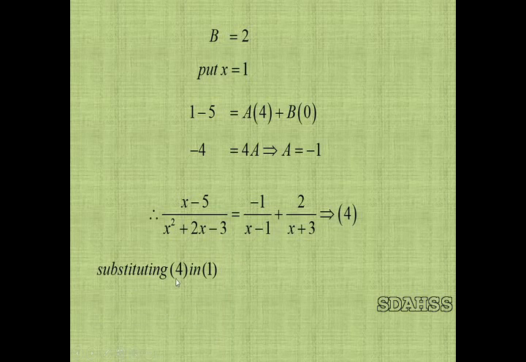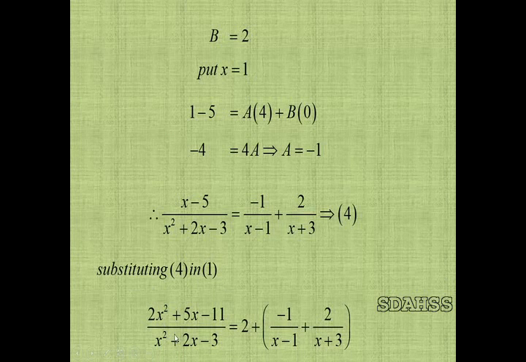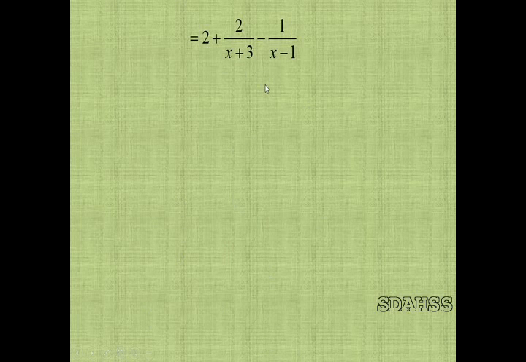Substitute fourth equation in the first equation. So the first equation becomes (2x square plus 5x minus 11) divided by (x square plus 2x minus 3) is equal to 2 plus minus 1 divided by (x minus 1) plus 2 divided by (x plus 3). Then this equation can be written as 2 plus 2 divided by (x plus 3) minus 1 divided by (x minus 1).